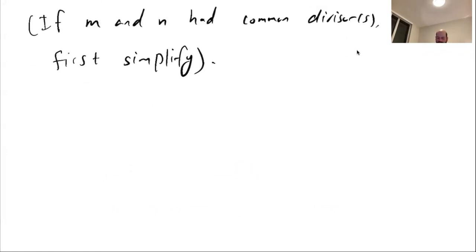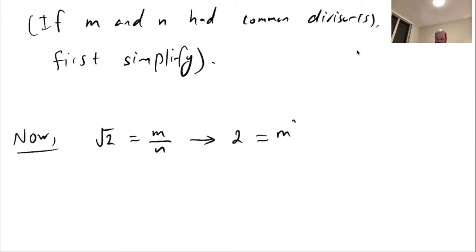So what do we have now? We have root 2 equals m over n. If I raise both sides to power 2, I can say 2 is equal to m squared over n squared. And then I can cross multiply, and 2 means 2 over 1, right? So I can say m squared is equal to 2n squared.